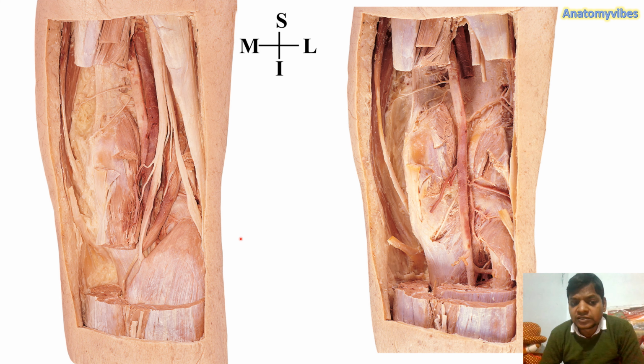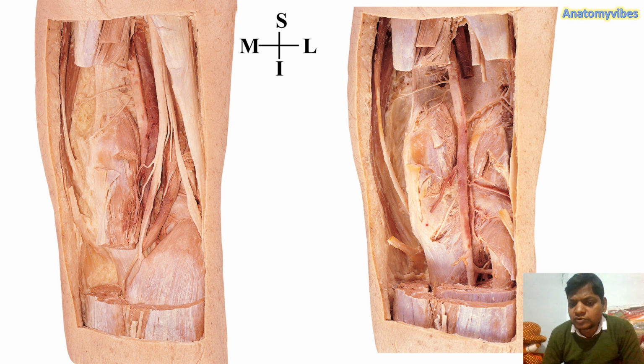Again here, when all the muscles have been removed, you can clearly see this is the common fibular or common peroneal nerve, this is the tibial nerve, and some of the muscular branches. Deep to that we have the vein, and the deepest structure is the artery. So here you can see the deepest structure, the artery, along with its branches.